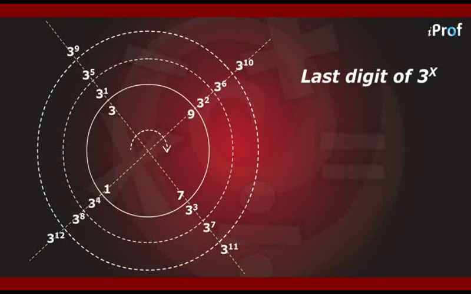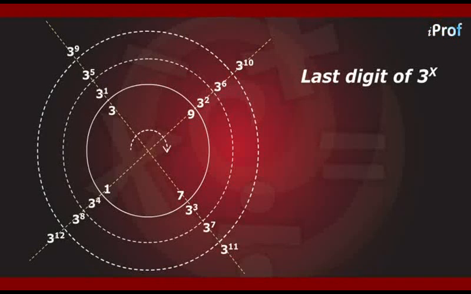The powers on a line will give the same last digit lying on the line. For example, 3 raised to the power 1 and 3 raised to the power 9 will have the same last digit 3, as the line which passes through those powers also passes through 3 as the last digit.